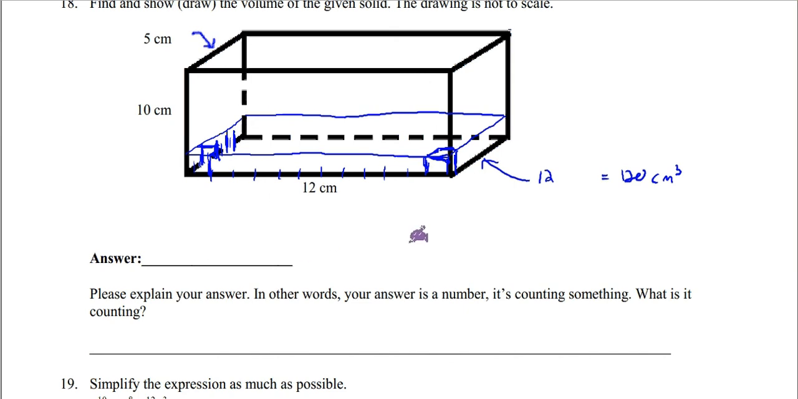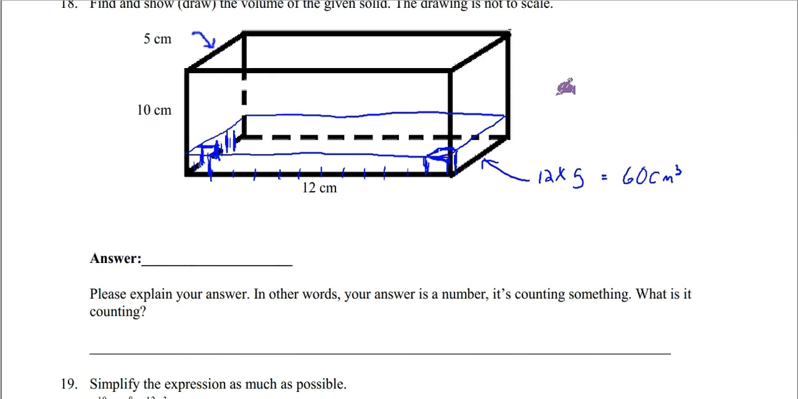Okay. So it's not 12 times 10, of course. It's 12 times 5, and that's just half as many. That's 60 centimeter cubes that fit along the bottom there. So 12 this way, 5 rows of 12, that's 12 times 5, is 60 centimeter cubes that fit in the bottom layer here.